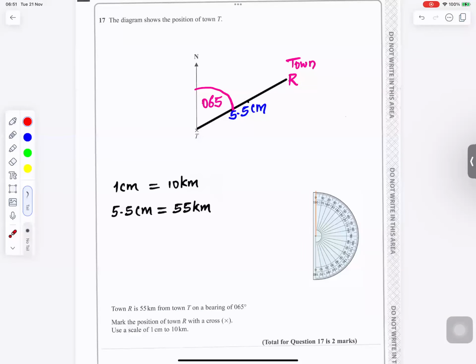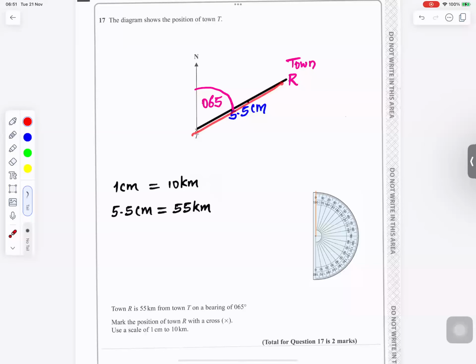The diagram shows the position of town T. Town R is 55 kilometers from town T on a bearing of 065 degrees. So 55 kilometers, we know 1 centimeter is 10 kilometers, given in the question. So 5.5 times 10 gives you 55 kilometers.